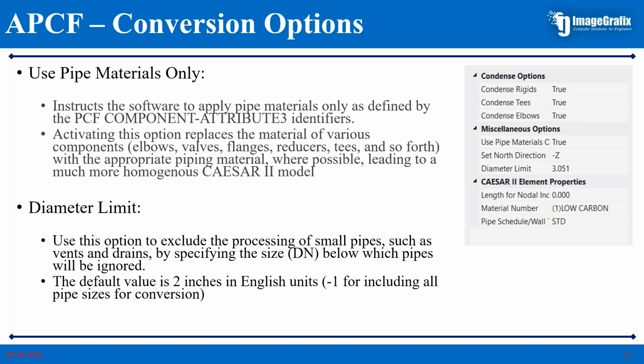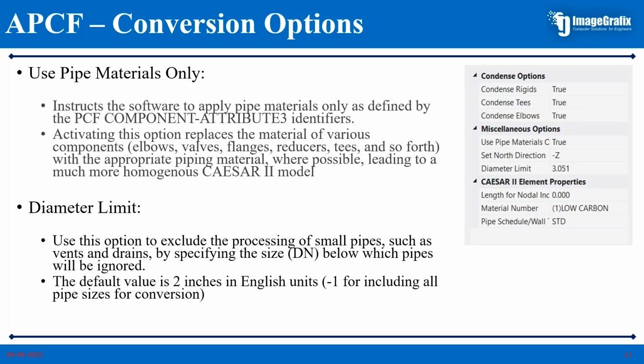That is the nominal diameter I need to specify in inches. That is 2 inches if I am using English units, or the corresponding unit I can specify here. Preferably it will always be in English units. So once I specify 2 inches, any pipe sizes less than or equal to 2 inches under the tapping connections will not be converted from the PCF file to your CAESAR II file. But if you want to include all your tapping connections, then instead of 2 inches we need to put a value of -1, which makes all the pipes included in the conversion process from PCF to CAESAR II file.